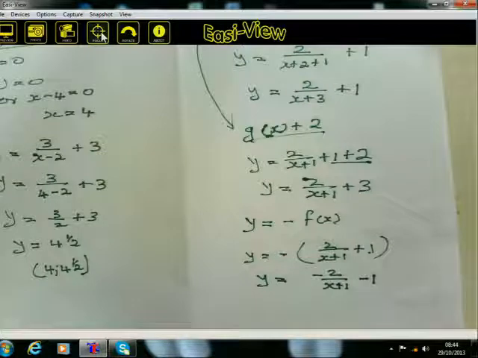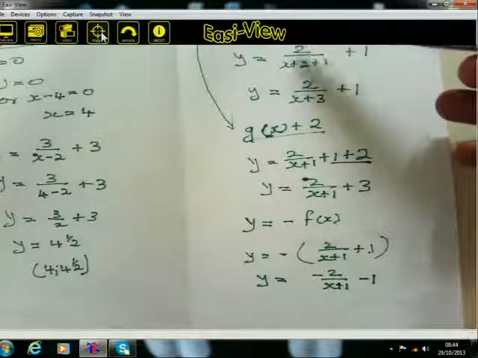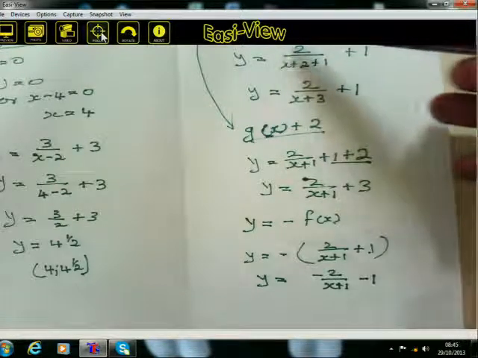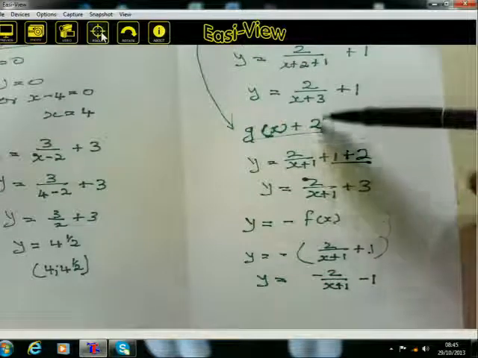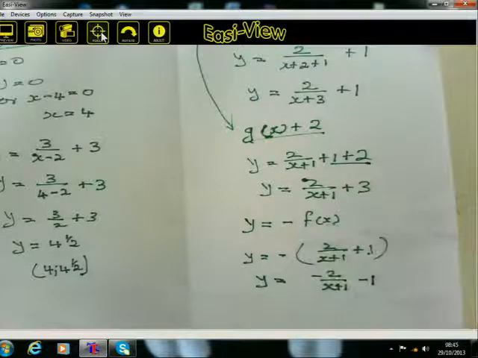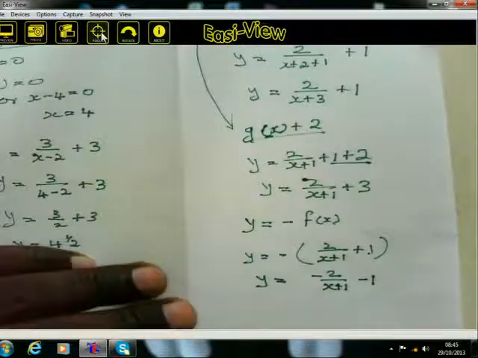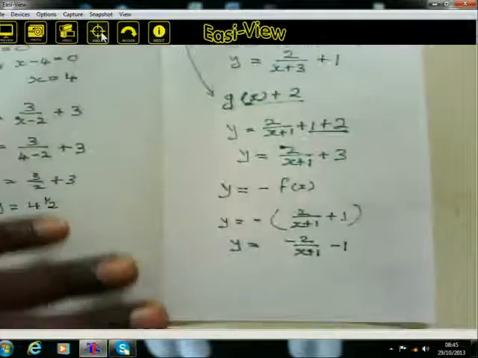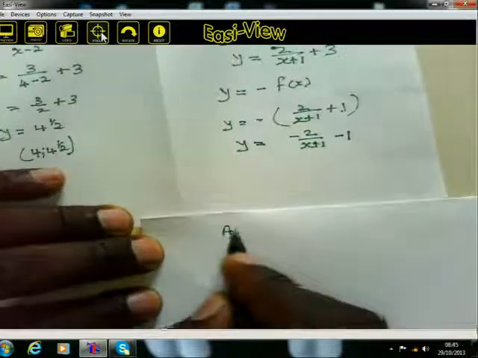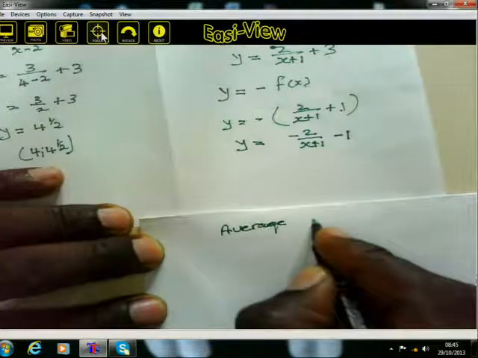If you look at this one, it is the shifting horizontally. This one, it is the vertical shift. This one, it is the reflection. Therefore, in the exam, expect one of those transformations that are going to be related to the graph. The other thing that you should also bear in mind is that the task is about the average gradient.